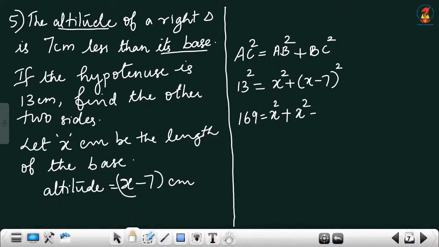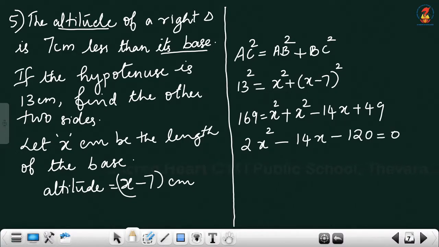So a square minus 2ab plus b square. So what you are getting is 2x square minus 14x minus 120 equal to 0. 2 is common, so we can divide throughout by 2. So it is x square minus 7x minus 60 equal to 0.